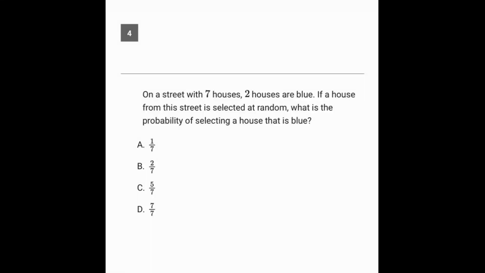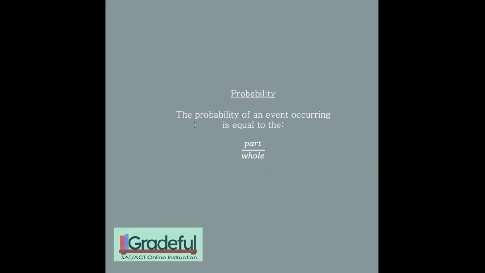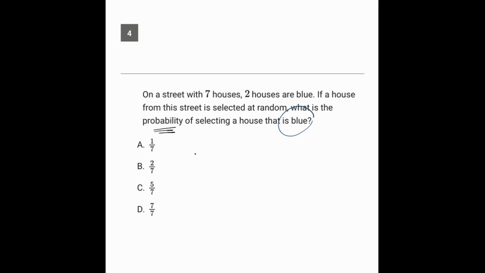Now going over to question number 4, here we're being asked for the probability of selecting a house that's blue. And simple probability is simply the part over the whole. So in this situation, the part that we're talking about is the number of blue houses, which is 2. And the whole number of houses is 7. So 2 out of 7 is answer choice B.